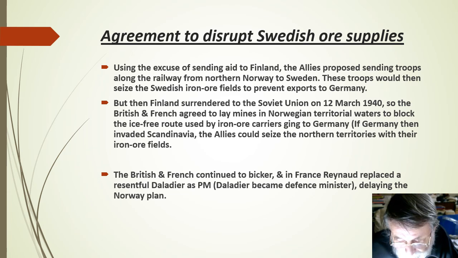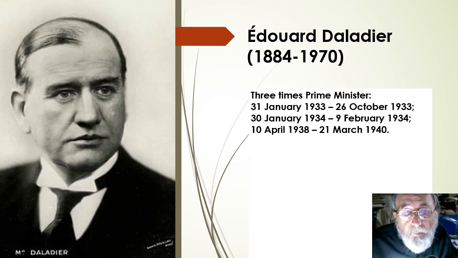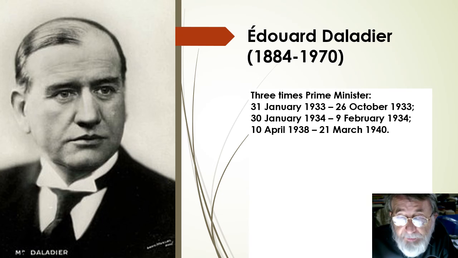Britain and France continued to bicker. There was also a major political change in France, with Renault, the man who was most opposed to Germany, replacing a resentful Daladier as prime minister. Daladier became defense minister, thus remaining in Renault's cabinet, with the divisions between the two men continuing. These political changes delayed the Norway plan.